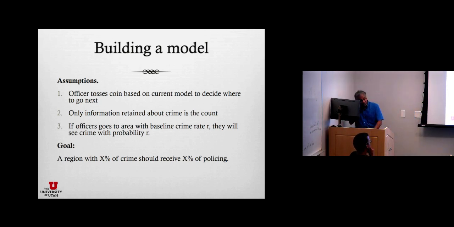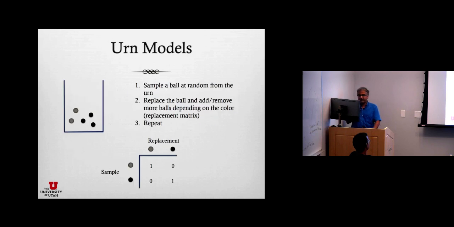So it turns out that urn models are a very effective way to model this problem. For those of you who've done some machine learning, you may know that a Pólya urn is a special case of a general urn model, which looks like this. I have an urn which has balls of different colors. I have a table of rules that says if I sample a ball, this is how I replace things. I always put the ball back that I pulled out, but I might put back extra ones based on this table. So you sample a ball at random from the urn.